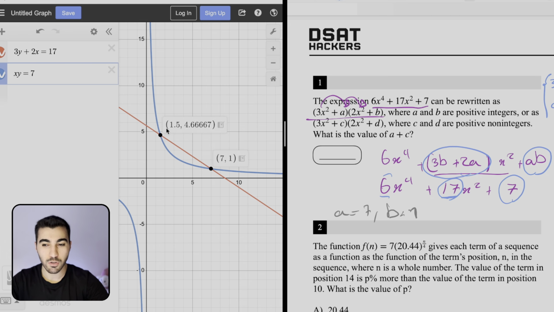So the x coordinate is 1.5, and that's what we need. C, so c is 1.5. C equals 1.5. So we are looking for, go back to the question, always in the hard questions. After finding the solution, go back to the question, see what we were looking for. We're looking for a plus c. So 7 plus 1.5, 8.5 is the answer for this question.